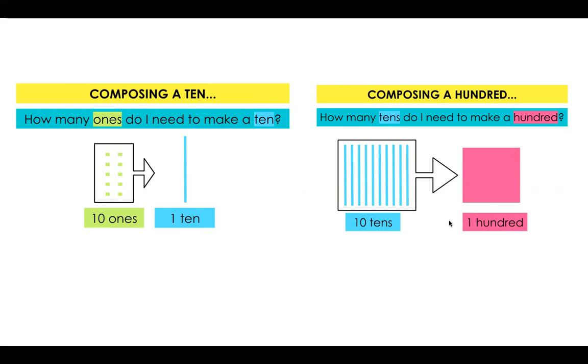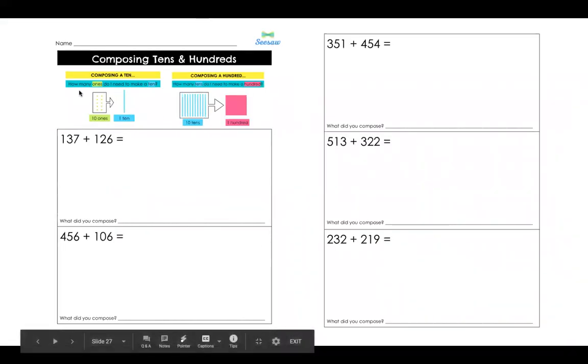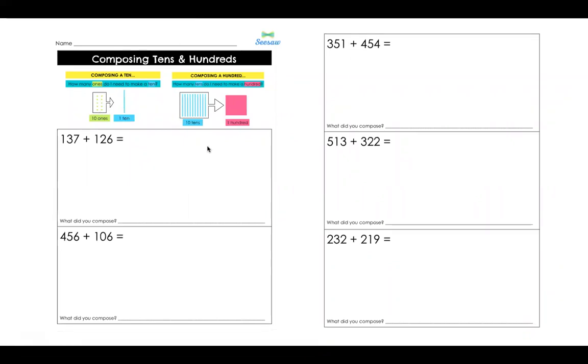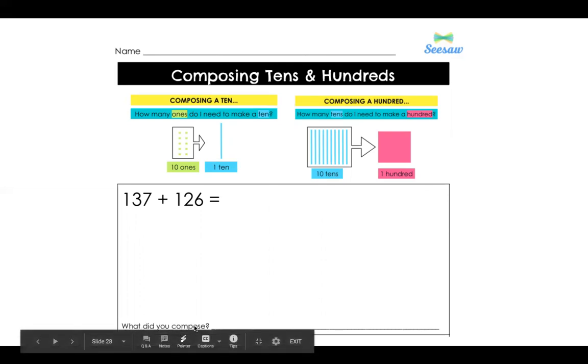Now it's time for you to practice on your own, but we're going to do the first one together. So Mrs. Bishop passed out this worksheet to you, except it won't have all those pretty colors like mine does. I want you to make sure you put your name at the top and then get ready to do the first problem with me. So we're going to look at this problem. It says 137 plus 126 equals. And then at the bottom, it says, what did you compose?